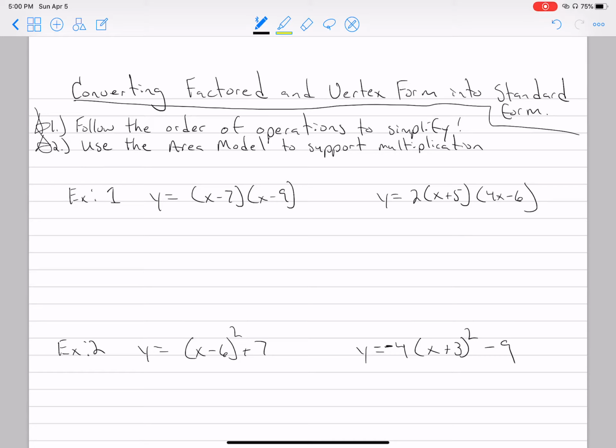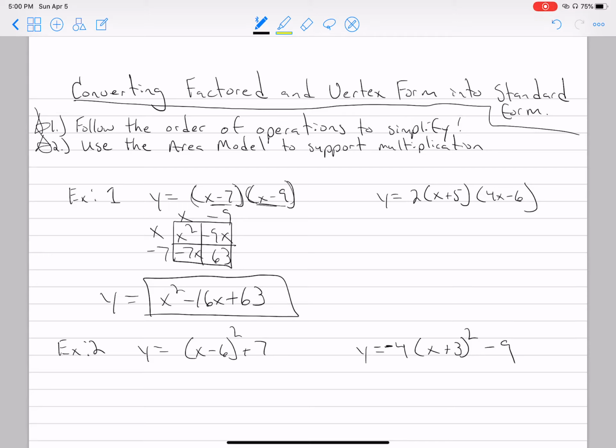So if I follow the order of operations, parentheses, nothing to do inside the parentheses, exponents, no exponents, multiplying. This and this are being multiplied, so I'm going to use the area model to support. X minus 7, x minus 9, x squared, -9x, -7x, 63. This ultimately becomes x squared minus 16x plus 63. And look at that. That is standard form. So we're really just multiplying things through.